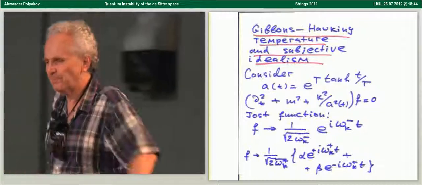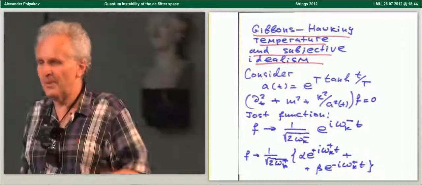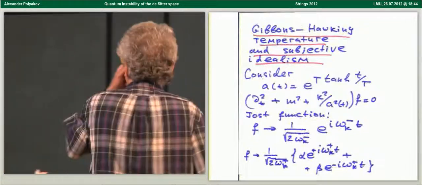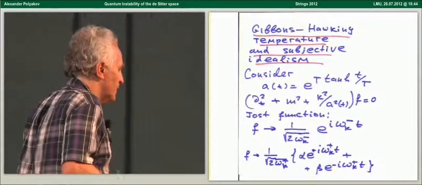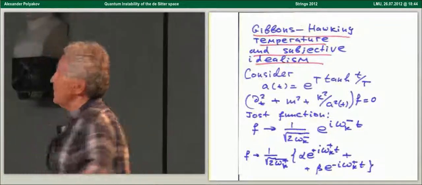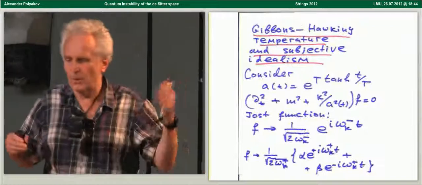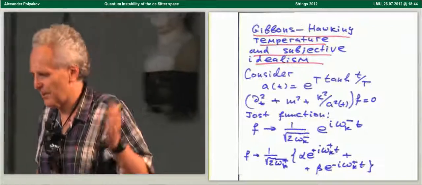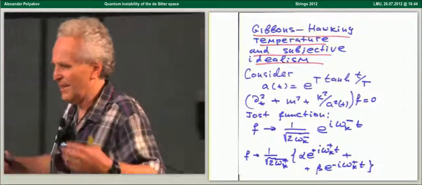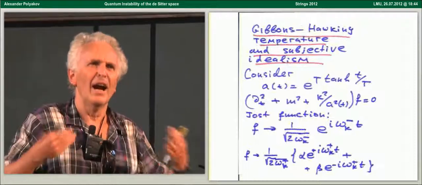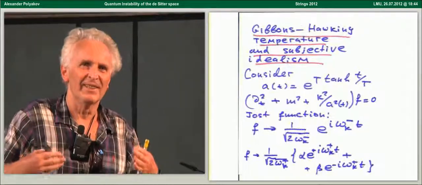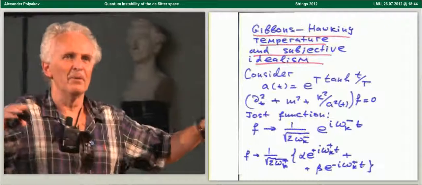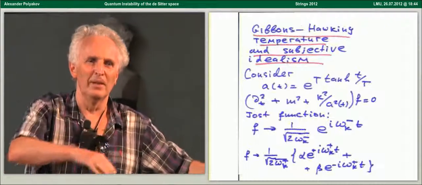Now let me describe in a few minutes another manifestation of instability. Imagine, Nati Seiberg today said that he gave a guide for the perplexed. He said that if you are perplexed, go to flat space.